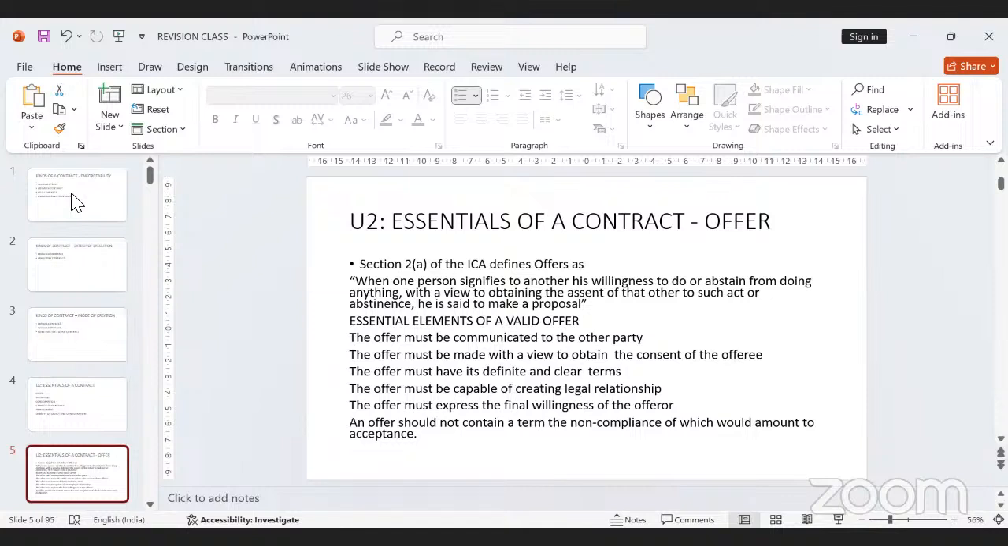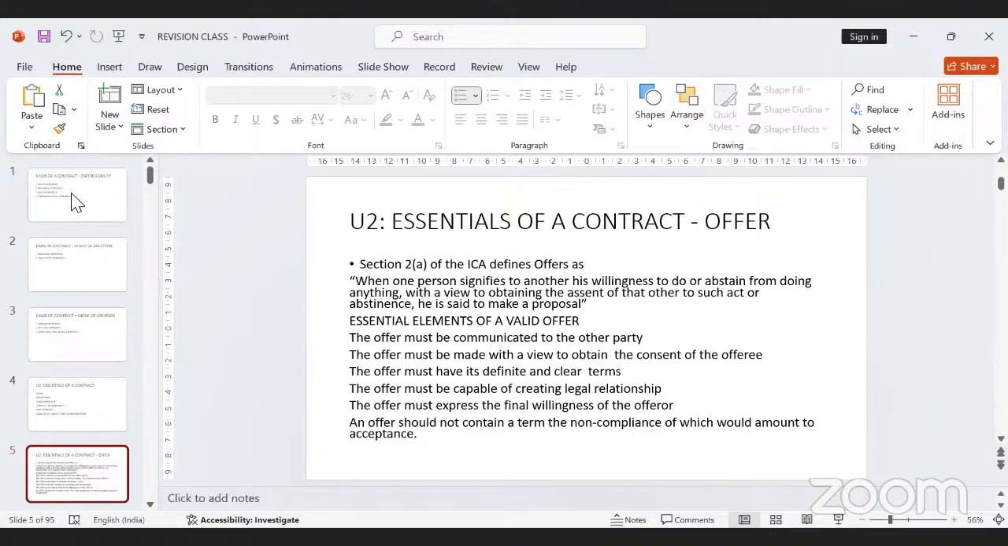The offer must express the final willingness of the offerer. So if I say, I want to sell you my house for 1 lakh rupees, that shows my final willingness. But if I say, I am thinking of selling my house to you either for 1 lakh or 2 lakh rupees, this does not show the final willingness on my part. So that is why it is not an offer.